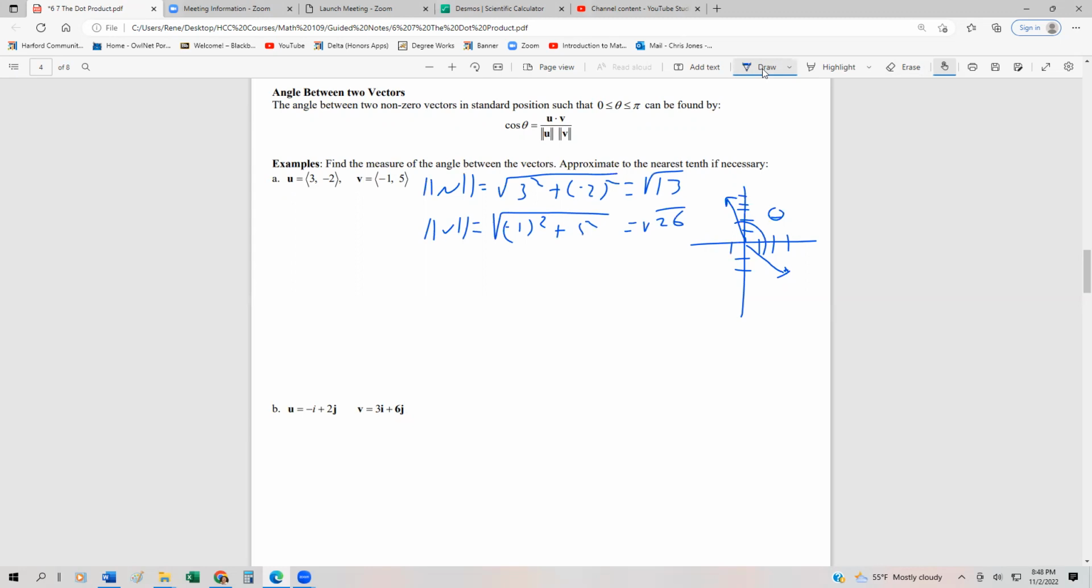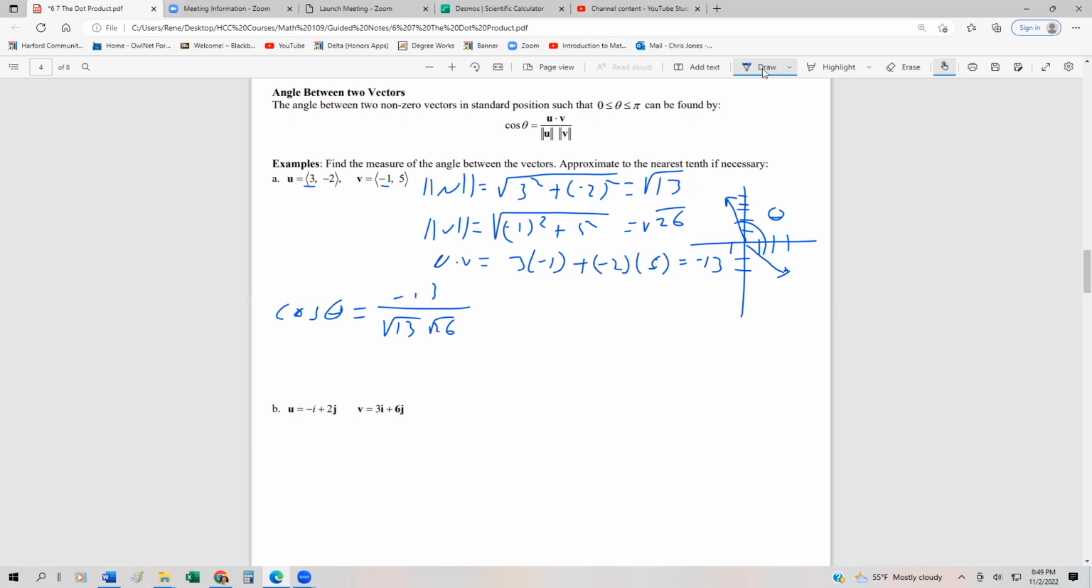Finally, if I wanted to find the dot product u dot v, that's going to be 3 times -1. Remember, we multiply the x components, plus -2 times 5. And that works out to be -13. So now if we throw this all together, we get that the cosine of theta is equal to -13 divided by the square root of 13 times the square root of 26.